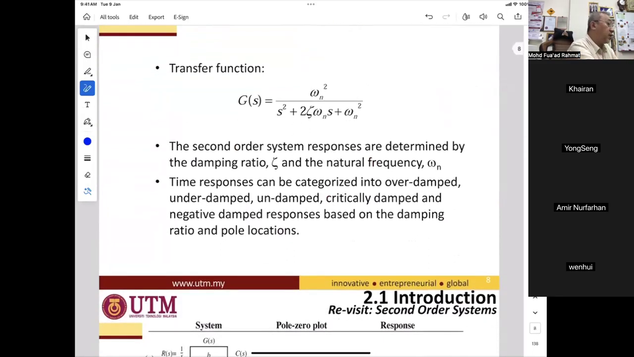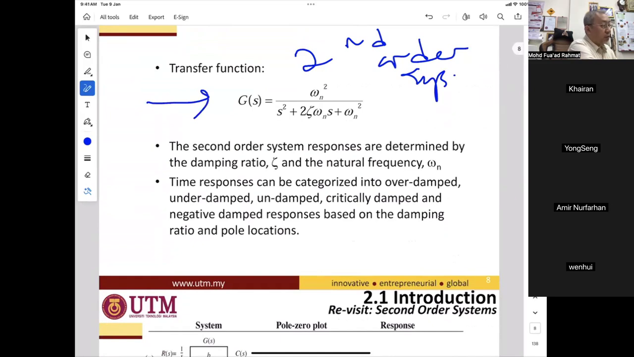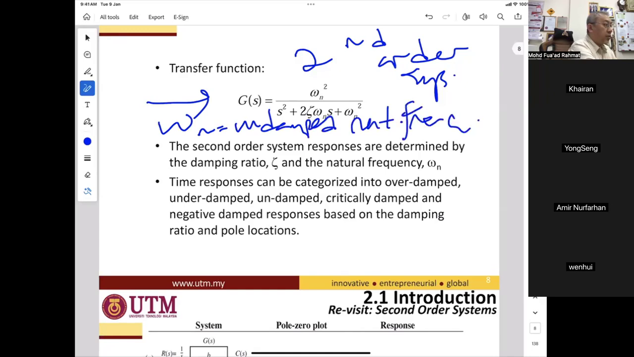Then we move to the second order system, as you learned last semester, where the transfer function is given by omega n square over s square plus 2 zeta omega n s plus omega n square, where omega n is the undamped natural frequency, and zeta is the damping ratio.